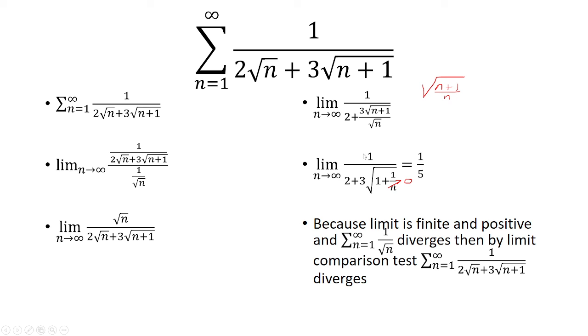So because the limit is finite and positive, here being 1/5, and the sum of 1 over square root of n diverges, then by the limit comparison test, our original series also diverges.